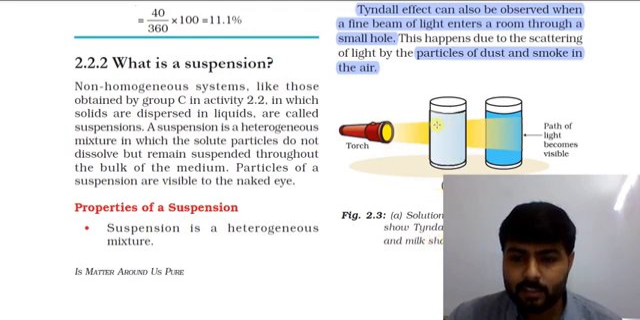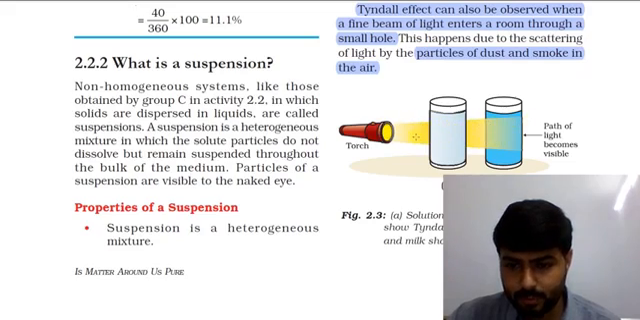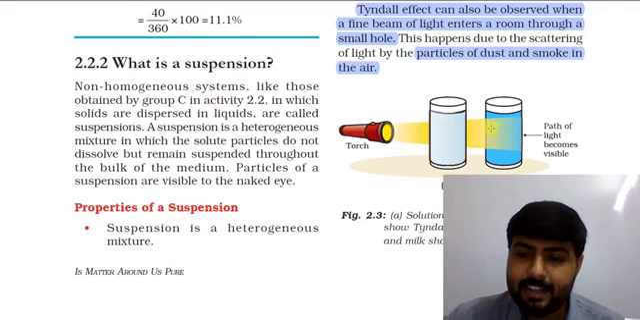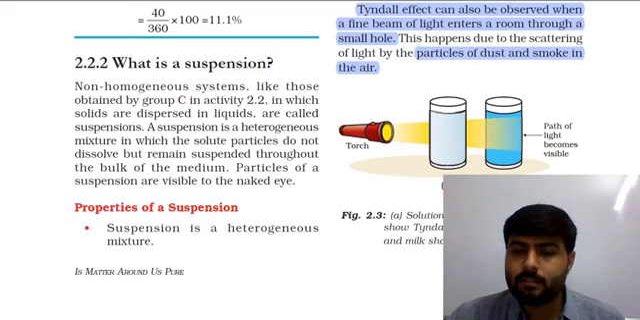Here you can see in glass A, we cannot see the path of light. Here the light beam is passing through both container glasses, but in glass A you cannot observe the path of light, while in glass B you can observe the path of light. So that is what we call the Tyndall effect. The path of light becomes visible.